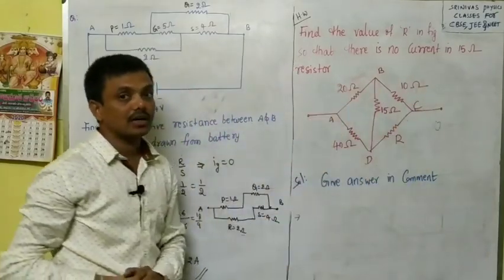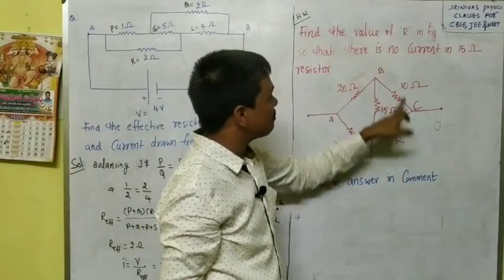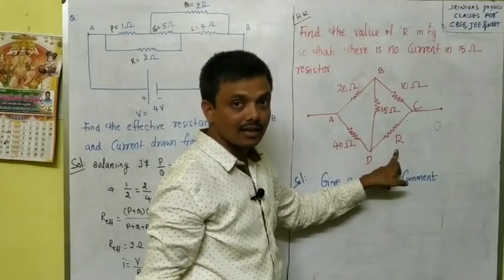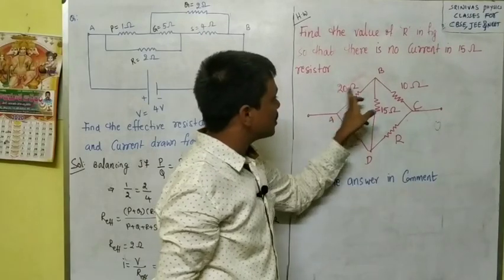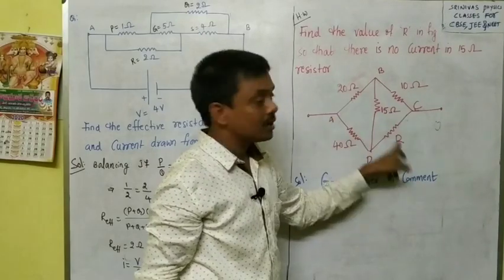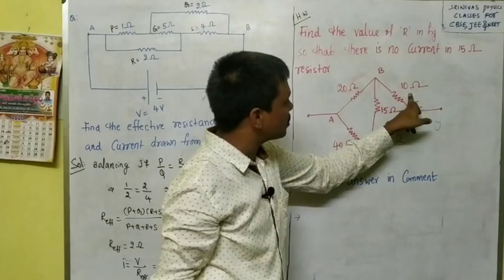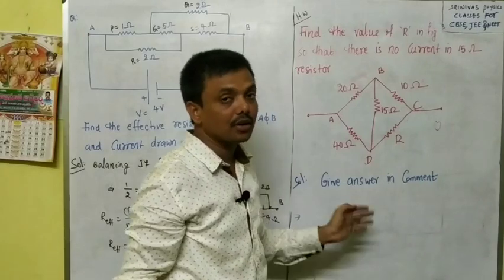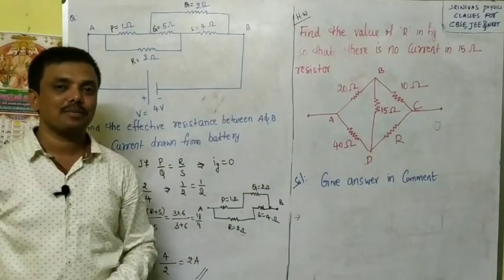We are asked to find the value of R. In this figure, if the current through the 15 ohm is 0, then find the value of R. P, Q, R, S: the ratio of these sides equals these sides. That means 20 by 10 equals 40 by R. When the current through this is 0, then P by Q equals R by S. Here the current through this is already given as 0. Then you can find it, do it immediately and send me in the comments.